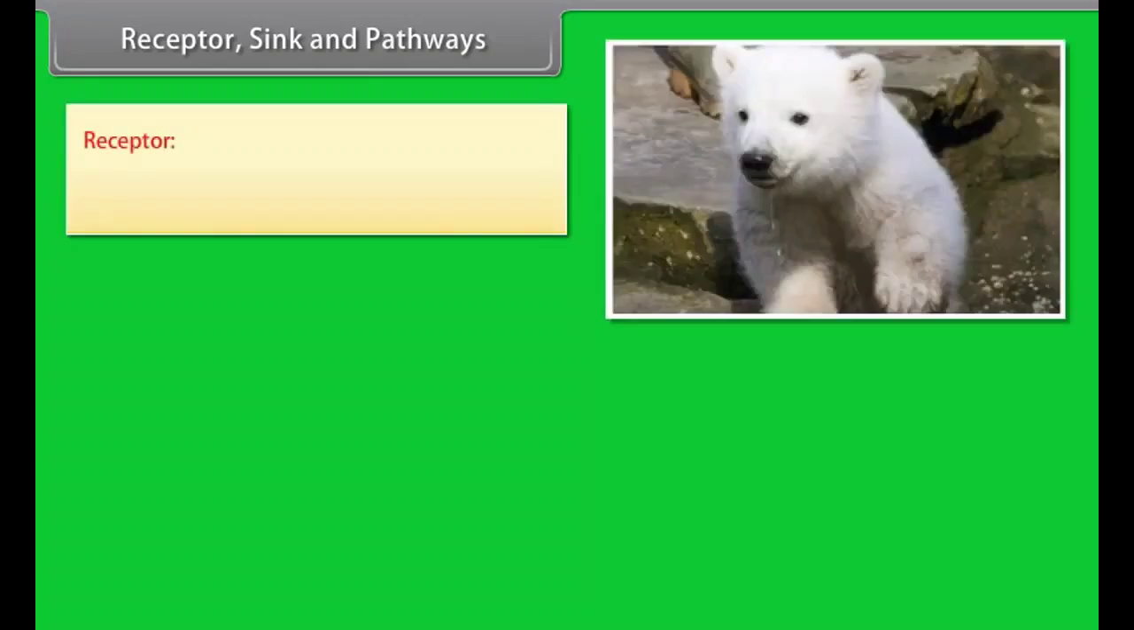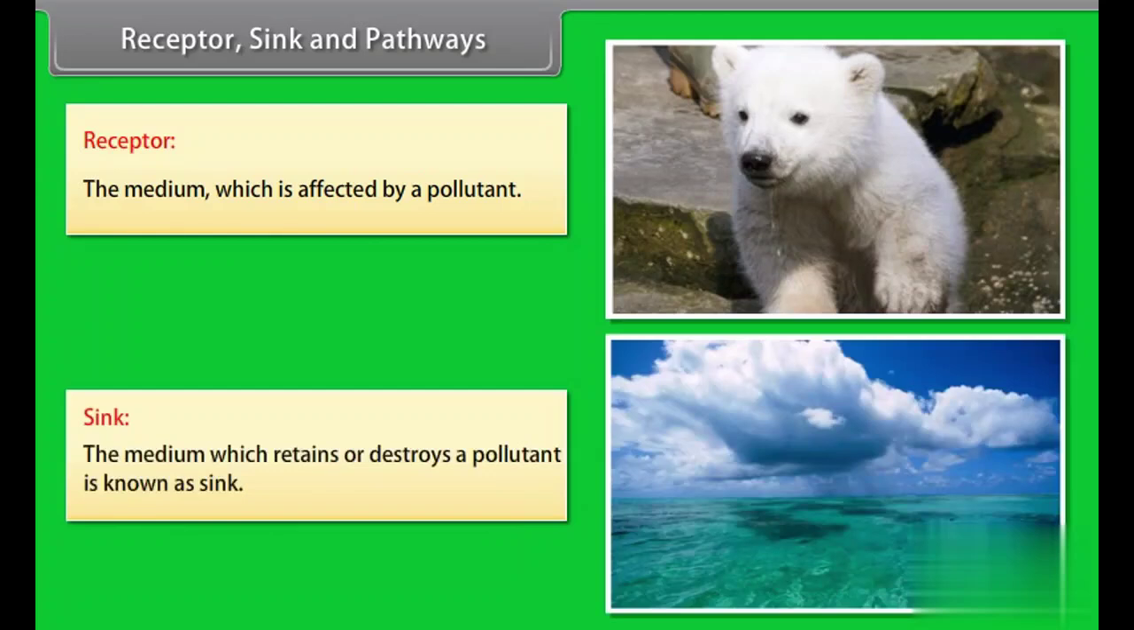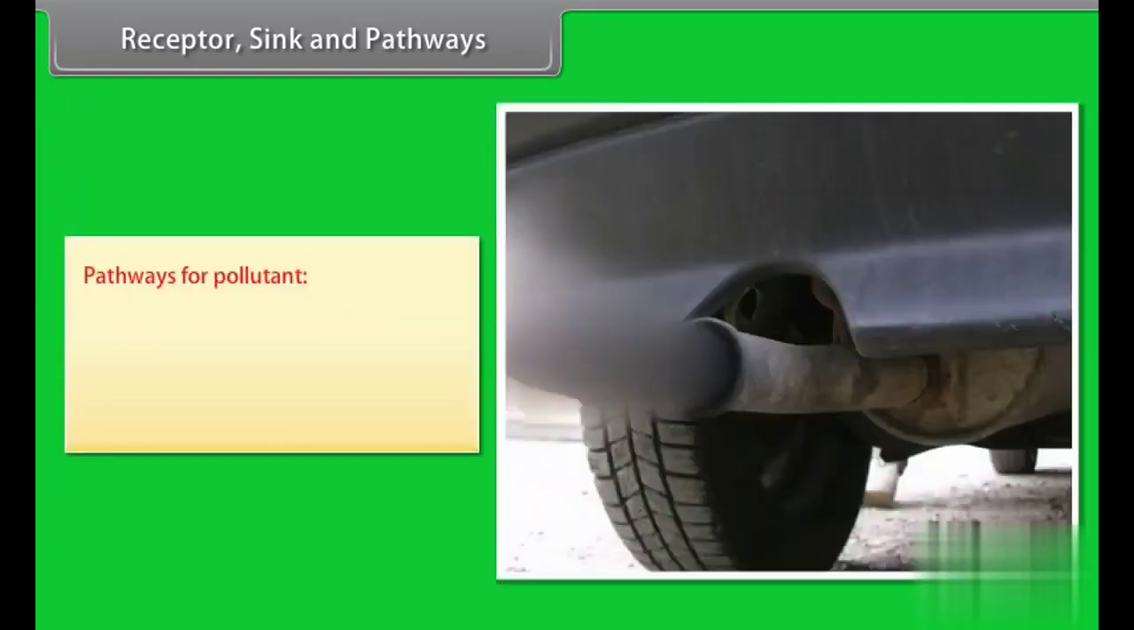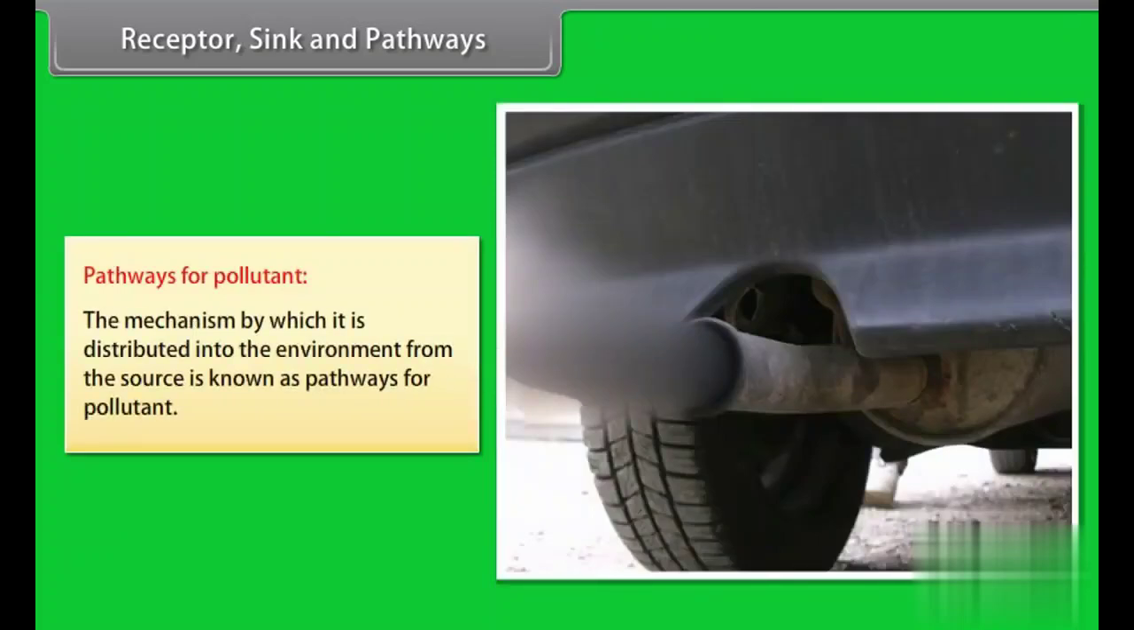Receptor, sink and pathways. Receptor: the medium which is affected by a pollutant. For example, living bodies, human bodies, etc. Sink: the medium which retains or destroys a pollutant is known as sink. For example, oceans are the sink for atmospheric carbon dioxide. Pathways for pollutant: the mechanism by which it is distributed into the environment from the source is known as pathways for pollutant. For example, emission of gases from automobiles.